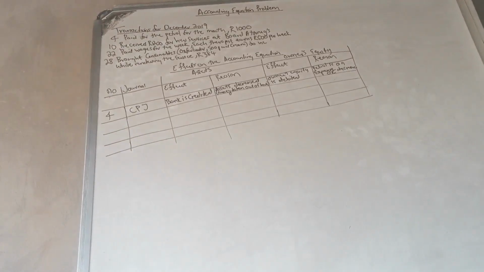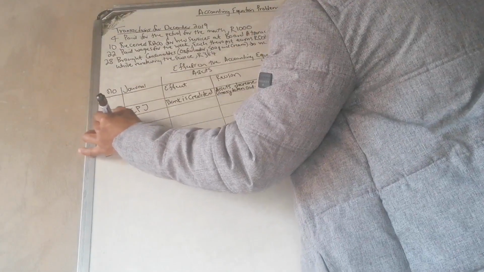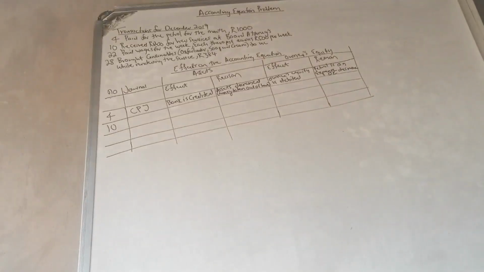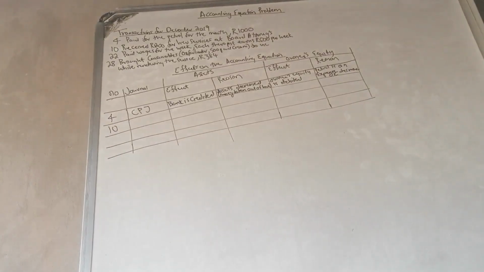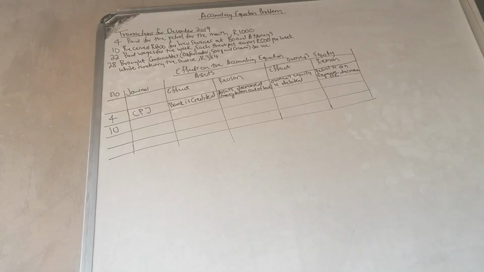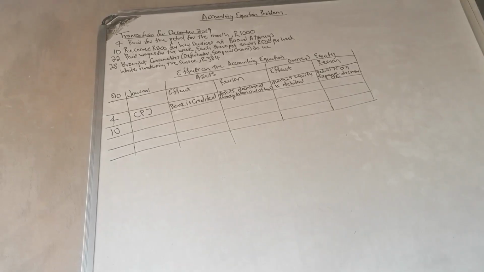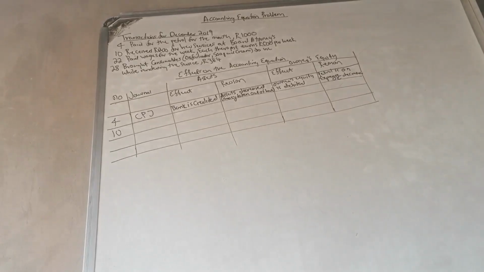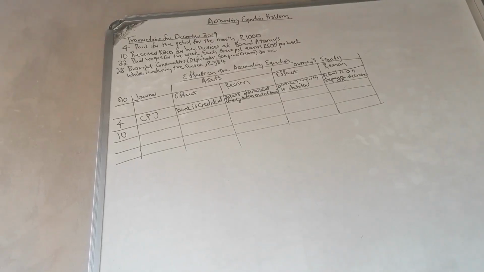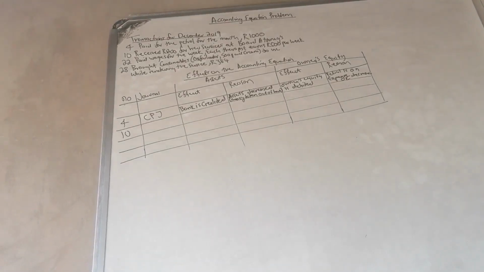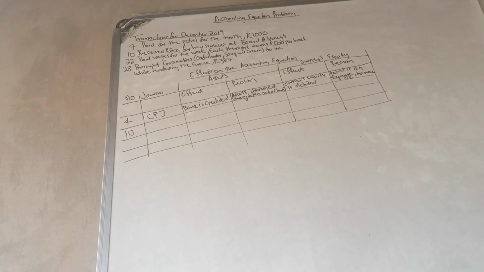Now, number 10. We received payment; the first one we paid, the account was credited. We received 1,200 rand for her services at Board Attorneys. Now, because I received 1,200, on what journal am I going to record that? Am I going to use the CPJ or the CRJ?